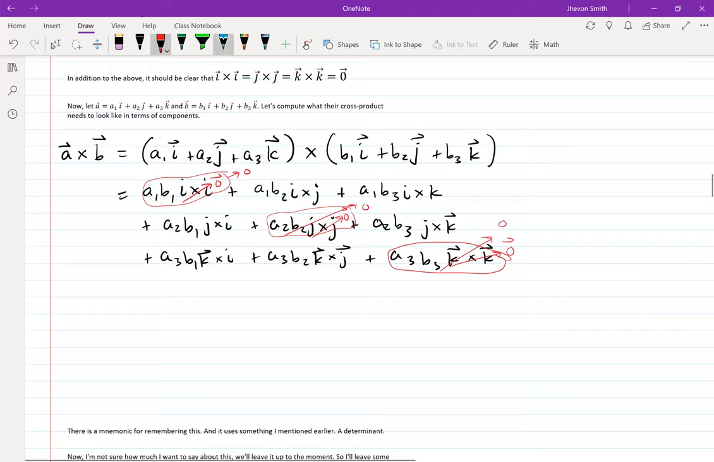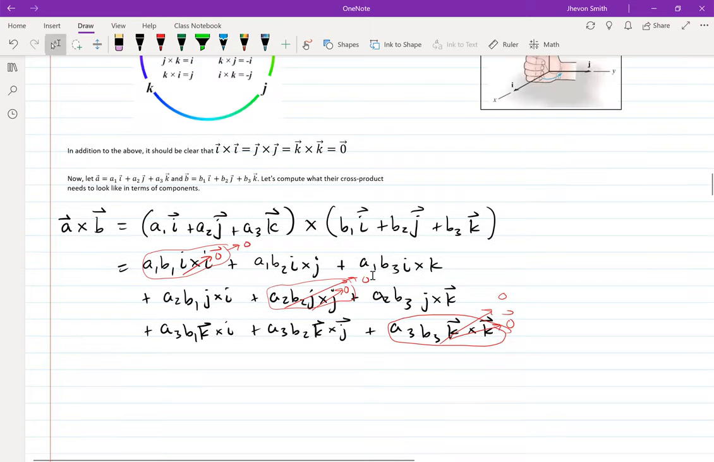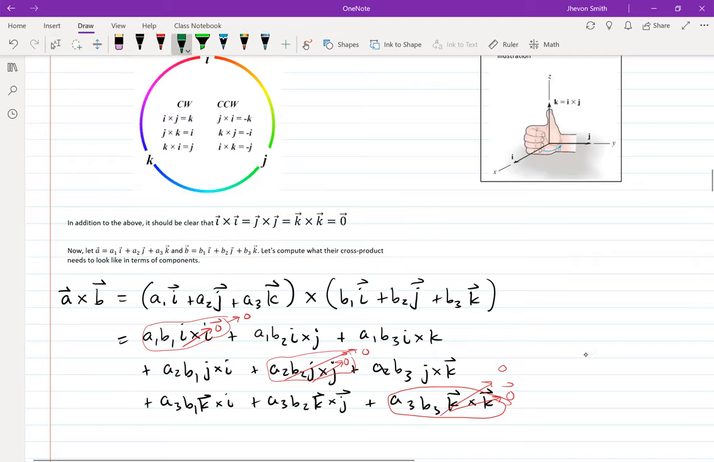Now, what are some other things that we can apply here? So if you look up here, again, you now can see what would i cross j be? i cross j is going to be k. If you take i cross k, that is going to be minus j. If you take j cross i, you would get minus k. If you take j cross k, you would get i. If you take k cross i, that is j. If you take k cross j, that is minus i. And those guys are all what we're left with.